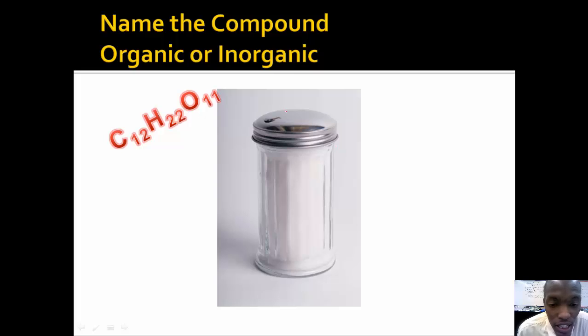C12H22O11, also known as table sugar. Would this be classified as organic or inorganic? Let's see. Organic. Why? Because it has both the carbon and the hydrogen bond. Alright, so as long as you see these two, the outcome is organic.